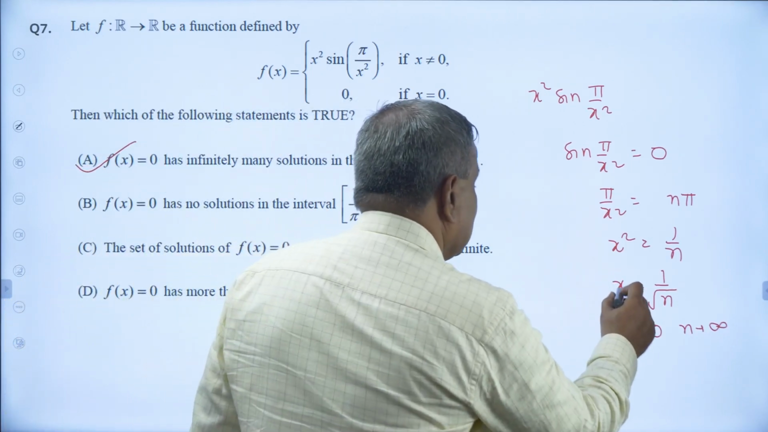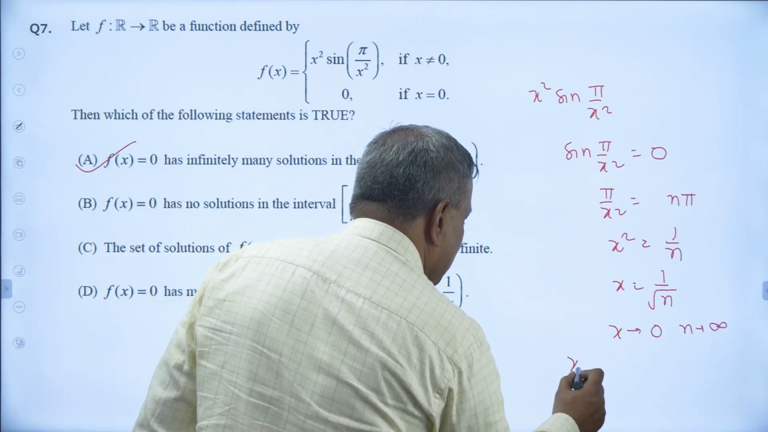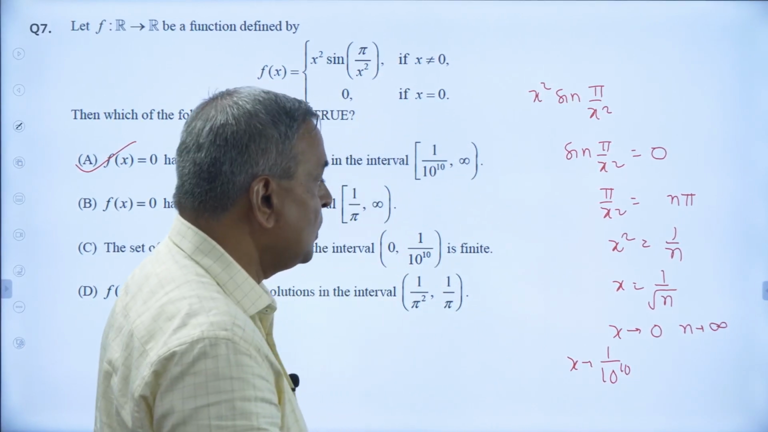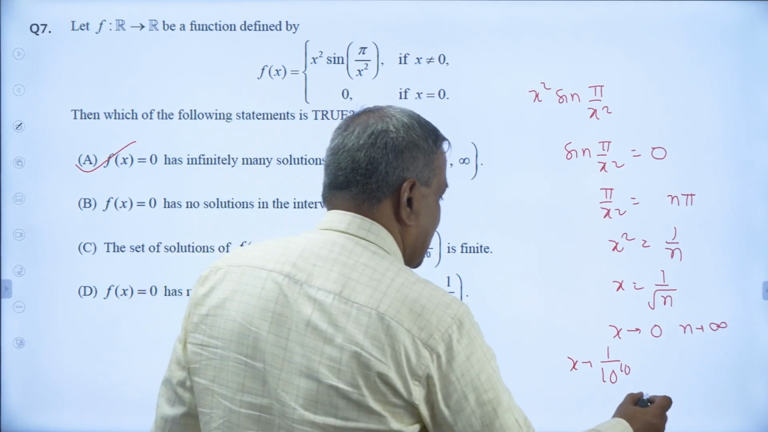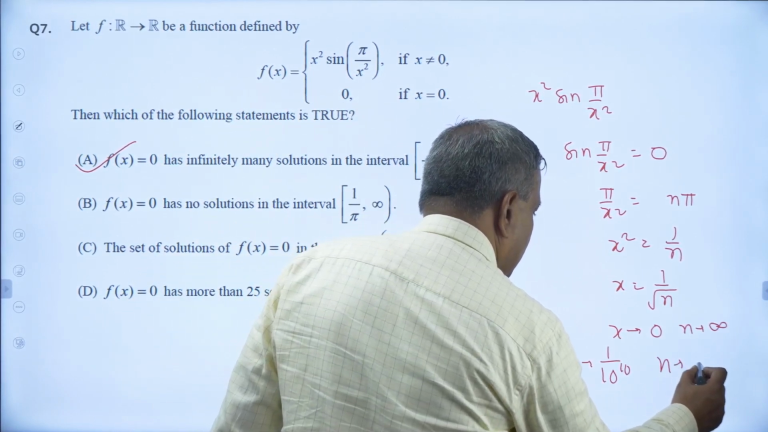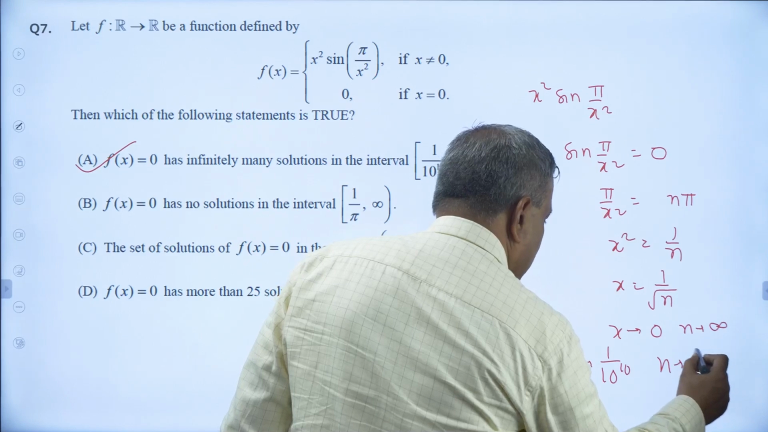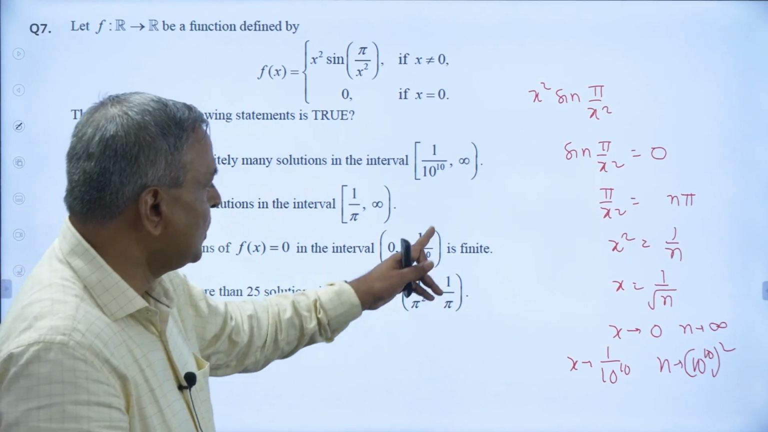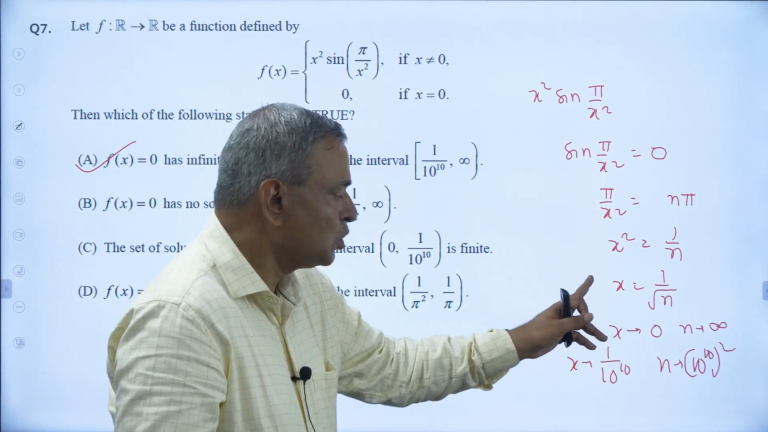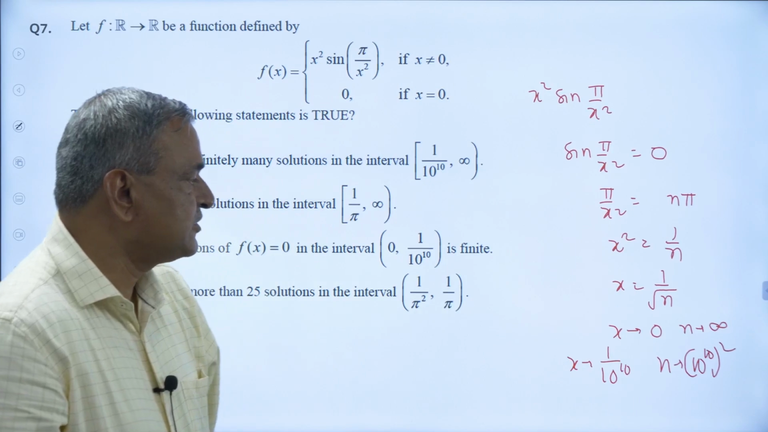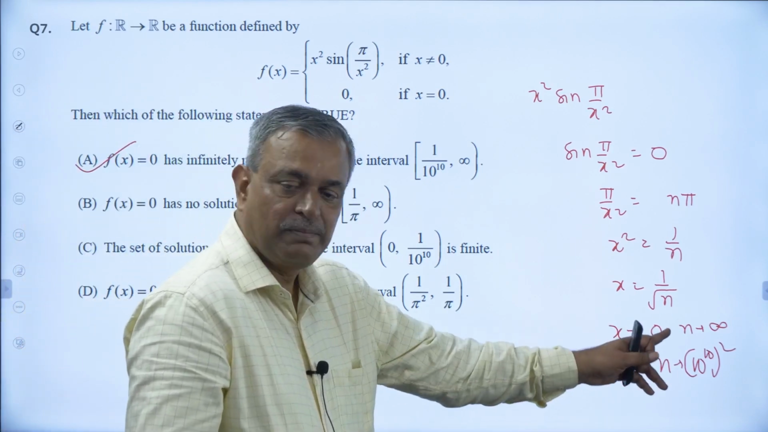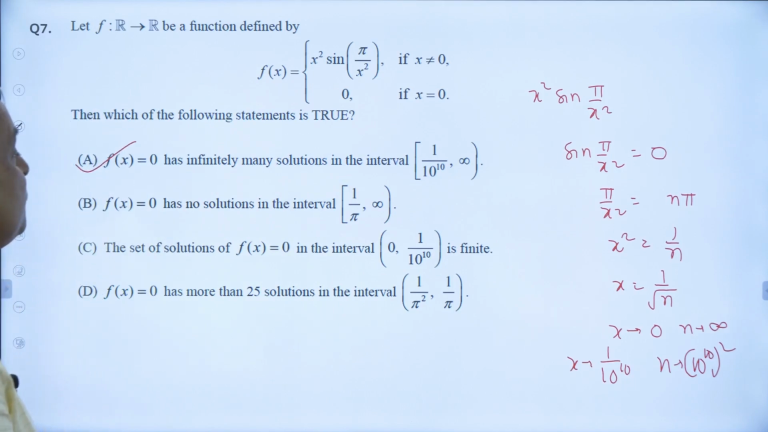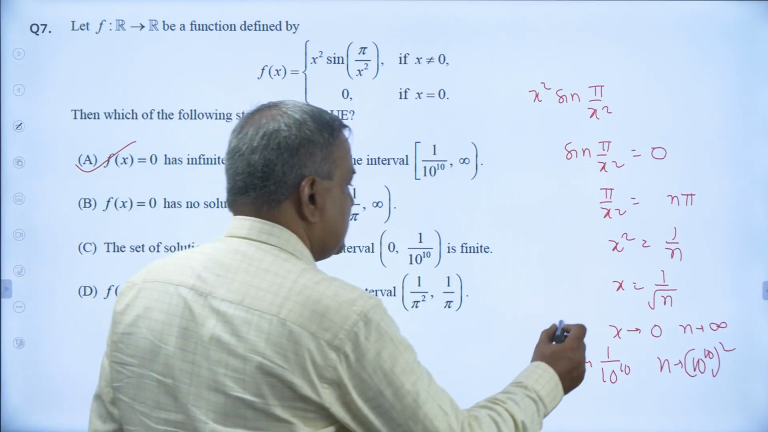Okay, so suppose x is tending to 1 by 10 to the power 10. x is tending to 1 by 10 to the power 10. Clear? So what happens here? n is tending to 10 to the power 10 whole square. Clear? x tending to 1 by 10 to the power 10. So if you substitute, root n is 1 by x. So 1 by x. The n value is 1 by root n, 10 to the power 10. So what is it saying? f of x equal to 0 has infinitely many solutions, so this must be satisfied.